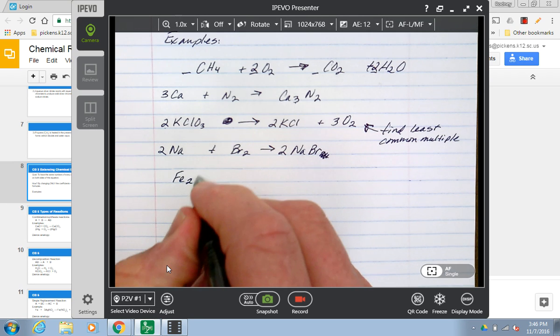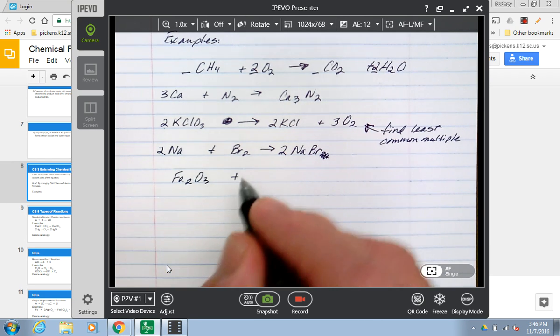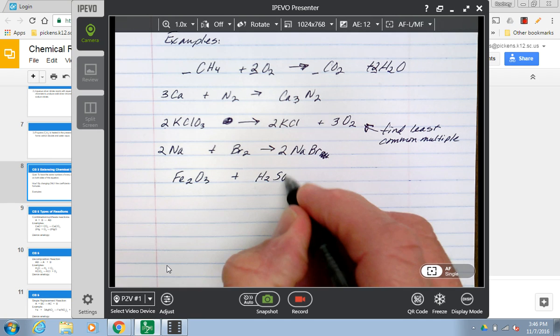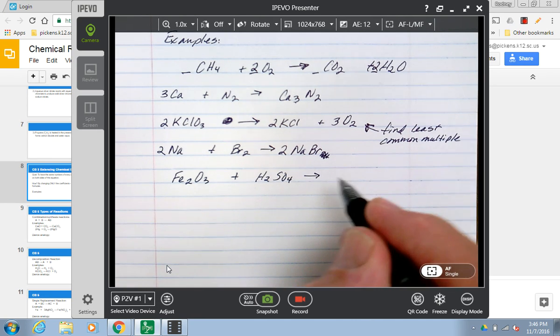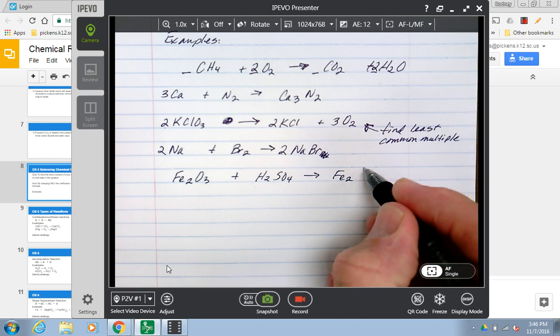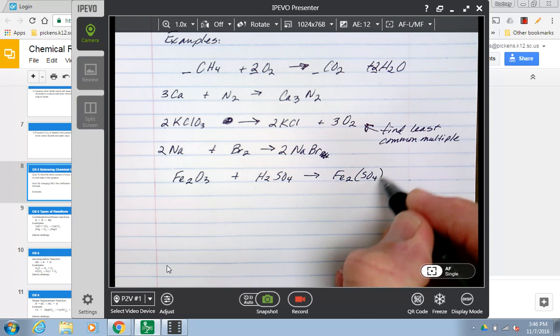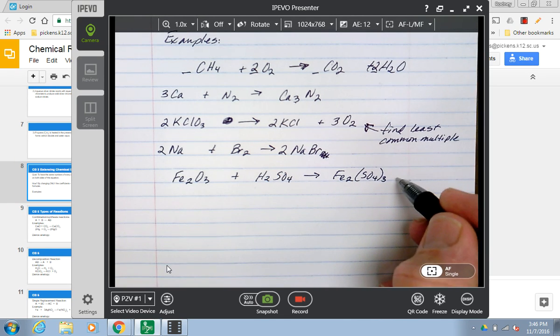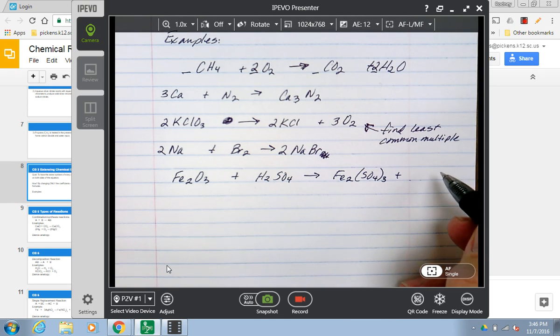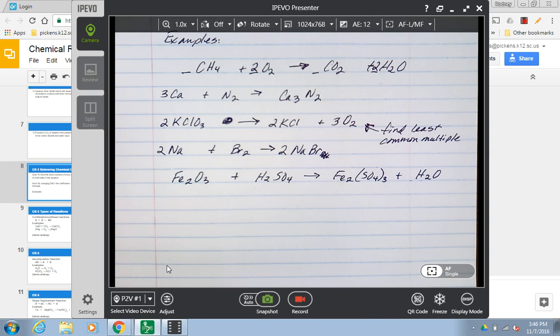All right, let's go ahead. Let's do Fe2O3 plus H2SO4 produces Fe2(SO4)3 with the 3 on the outside. Make sure you're putting the formulas correctly, plus H2O. All right, so we take a look at this one. Let's start with our Fe, our iron. We have 2 on the left, we have 2 on the right, so we're good there.